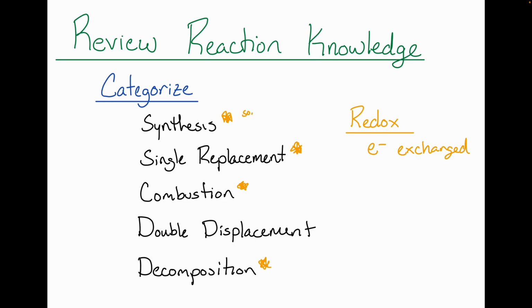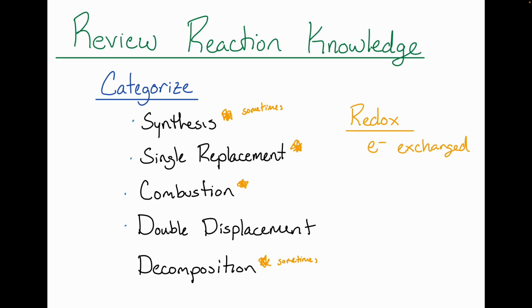For synthesis and decomposition, I'm going to say sometimes, because I'm sure there's an example out there somewhere where that's not the case, but I can't think of one off the top of my head. Okay? Notably, double displacement are not redox reactions. All right, but nonetheless, all of these are reactions where electrons are being exchanged here. Okay, so first thing is, given a chemical equation, we should be able to throw it into one of these 5 bins here.